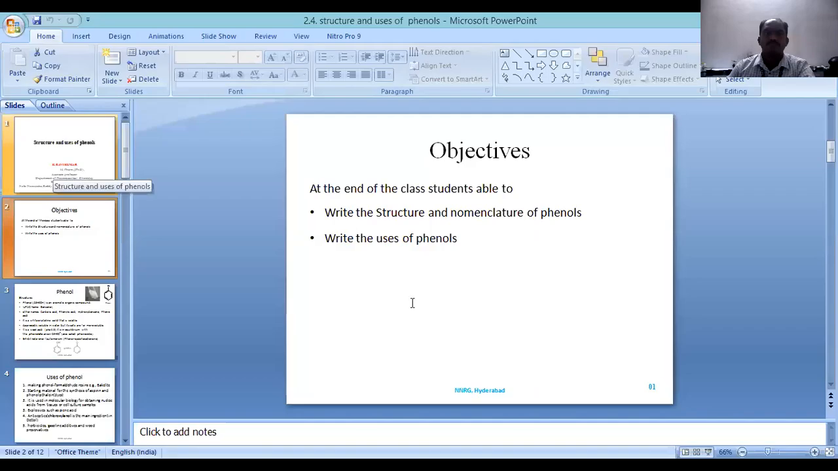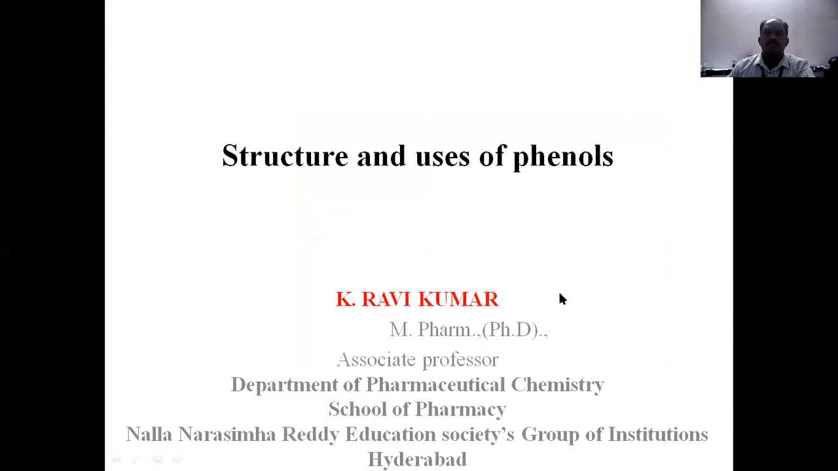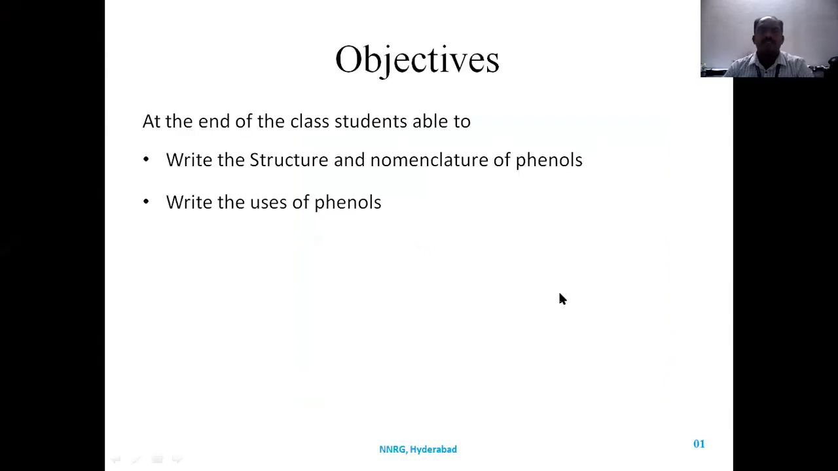Today I am going to explain to you about the structure and uses of phenol derivatives. At the end of the class, the students will be able to write the structure and nomenclature of phenols, and write the uses of phenols and phenol derivatives.